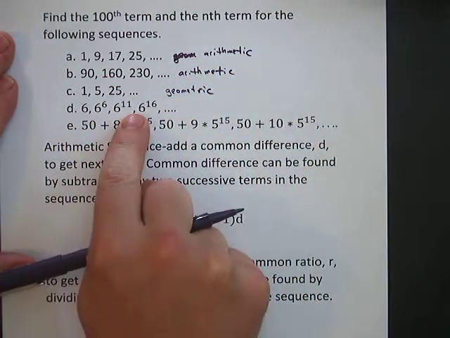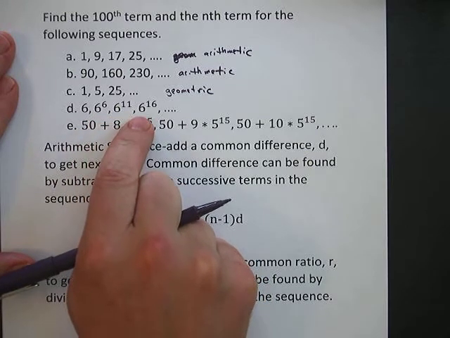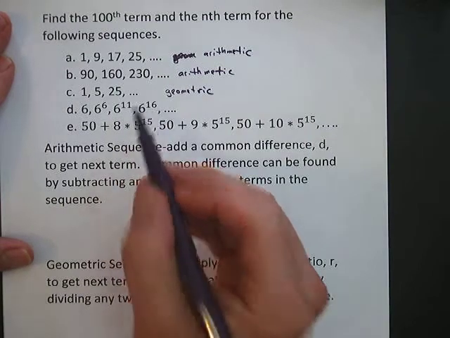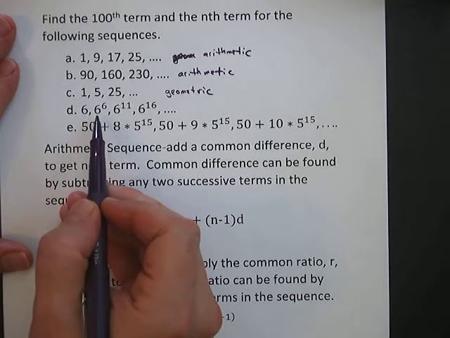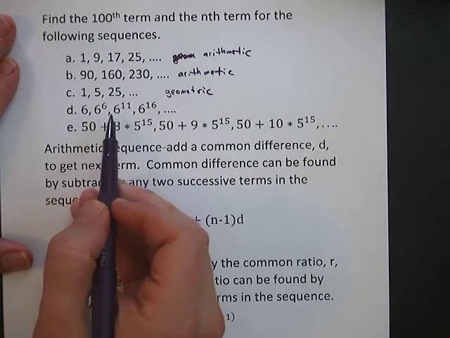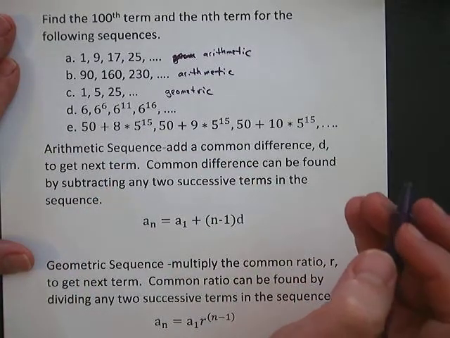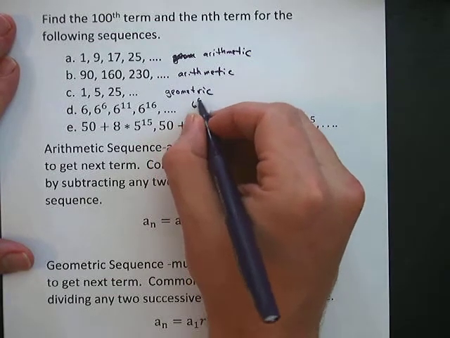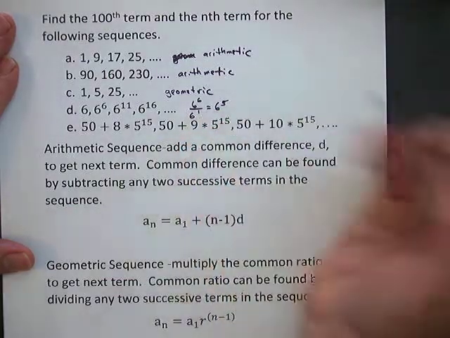Okay, what about this one here? 6 to the 1st, 6 to the 6th, 6 to the 11th, 6 to the 16th. That doesn't look like you're adding the same thing each time, because by the time you get over to 6 to the 11th, 6 to the 16th, those numbers are getting huge, whereas the difference between 6 and 6 to the 6th is not as big, but the difference is way bigger between these two terms. So it's probably going to be geometric, but in order to figure that out, you would want to divide some terms. So 6 to the 6th divided by 6 to the 1 gives you 6 to the 5th. Subtract the exponents there.